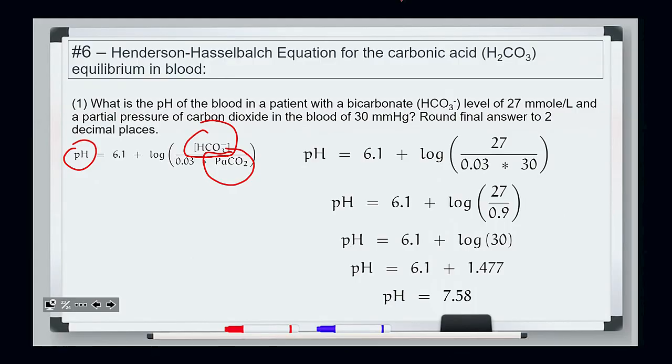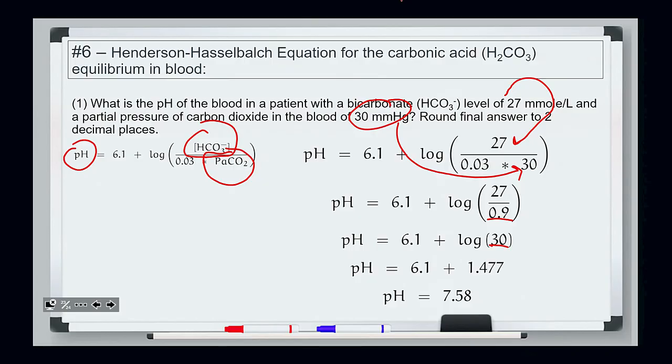So in this case, my bicarbonate concentration of 27 goes here. My partial pressure of carbon dioxide goes into that part of the formula. And let's just solve for it. This one is usually easiest for people. So you start with 0.03 times 30. You multiply that and it gives you 0.9. Then you take 27 divided by 0.9, and that gives you 30 here.